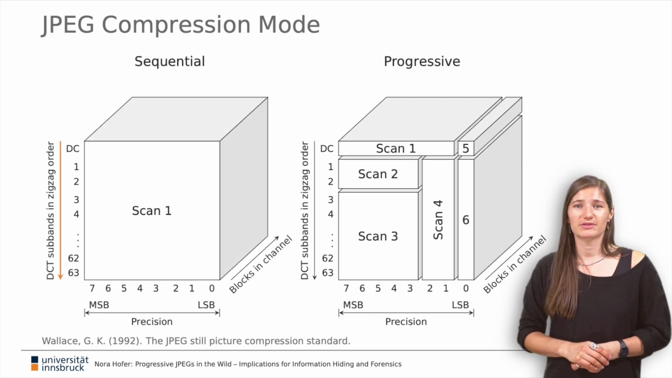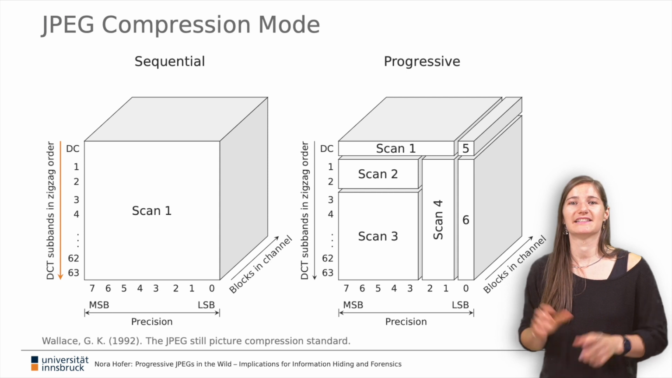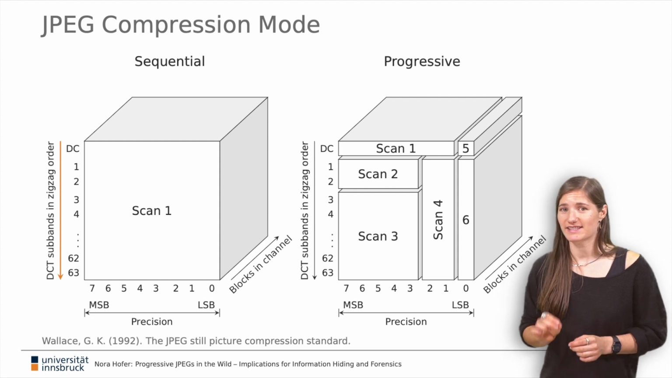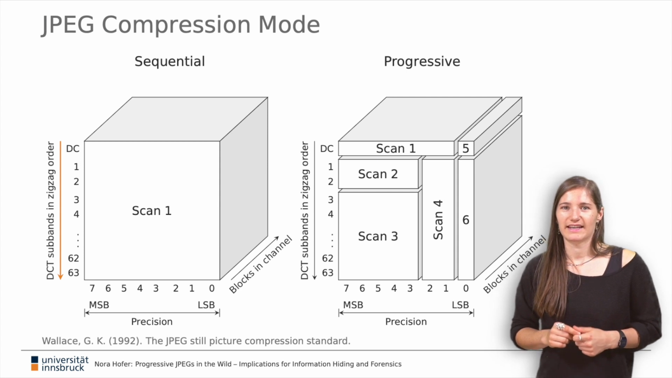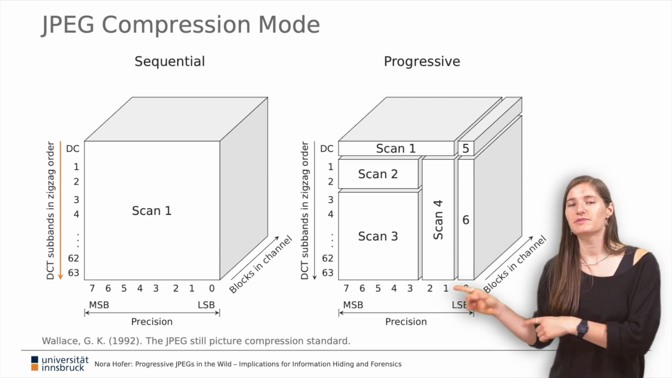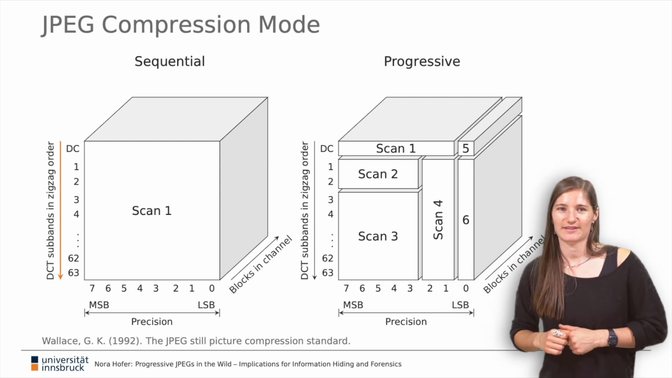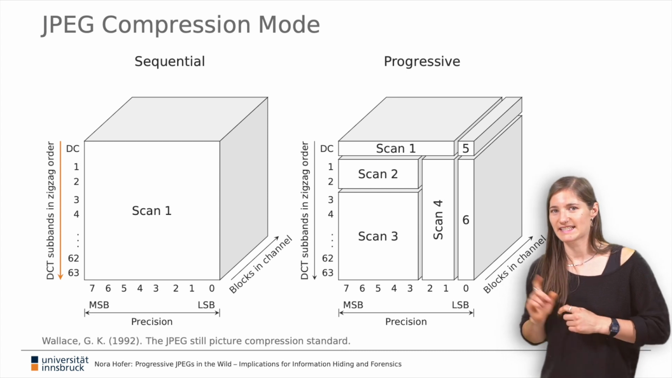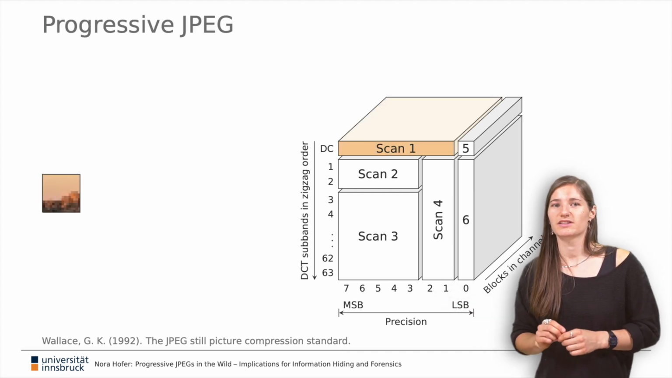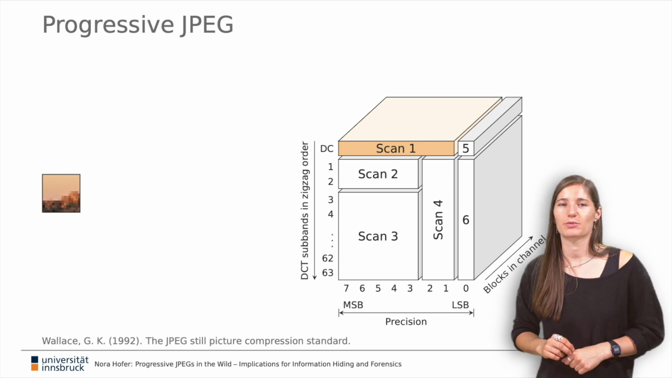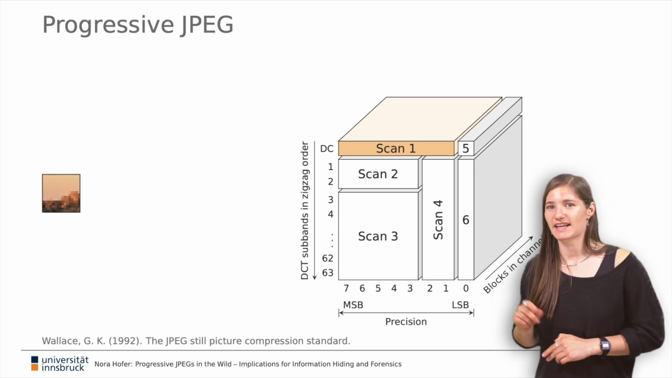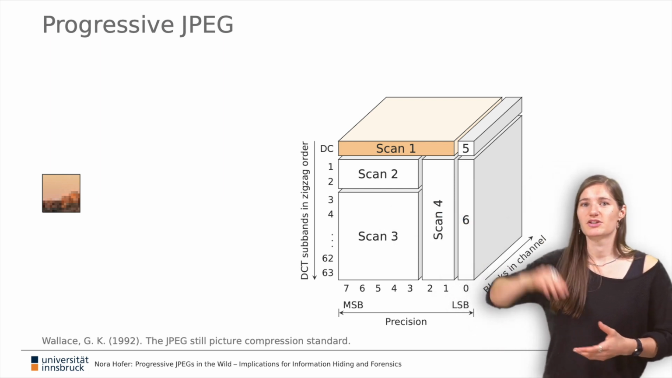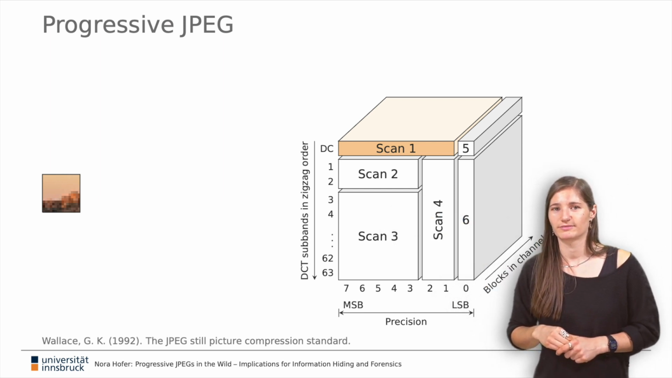In progressive mode, the image data is partitioned into multiple scans. How exactly is specified in a so-called scan script. Let's look at this example scan script containing 6 scans. In this case, the initial scan 1 contains the DC coefficient without the least significant bit. Decoding this scan alone results in an image showing the average color per block.